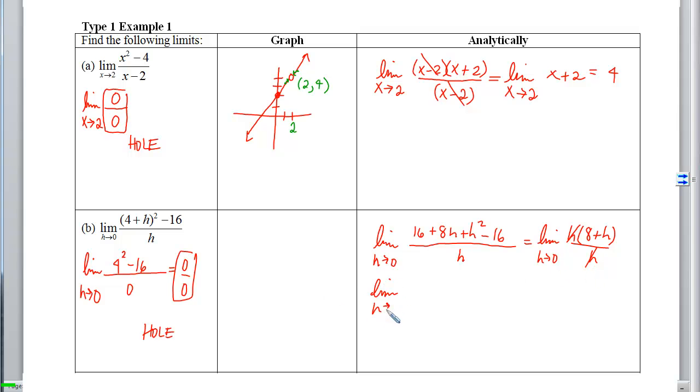And the reason I can reduce, remember, is that limits deal only with expressions near, or values of h near 0, not at 0. And this is equivalent to 8 plus h, as long as h does not equal 0. By doing this process, I have eliminated the issue that was causing me to divide by 0, which means when I plug 0 in now to the fixed issue, I end up getting just a plain 8.